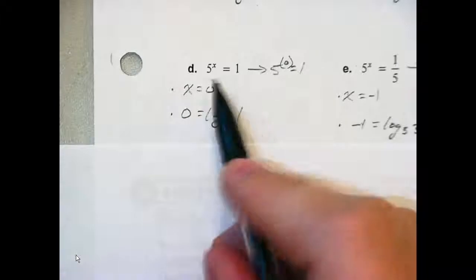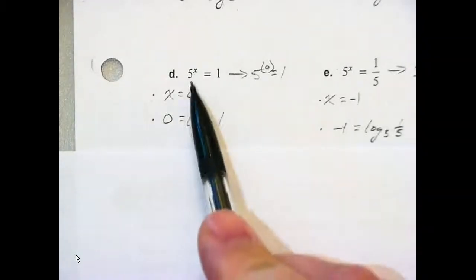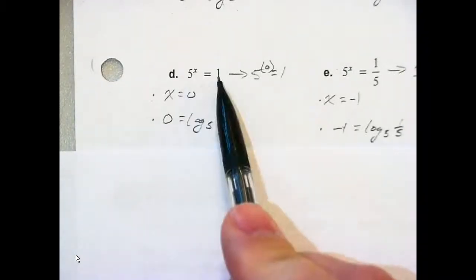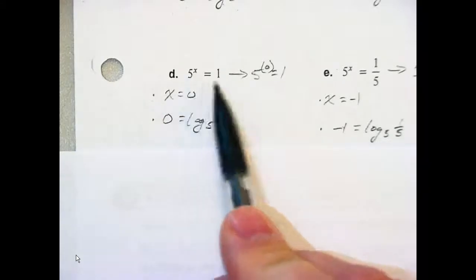Letter D, it's a 5 to the 0 power. If you put first power, you fell into the trap. Okay, 5 to the 0, which gives you log base 5 of 1, when we move that 5 over, equals 0. Yeah?